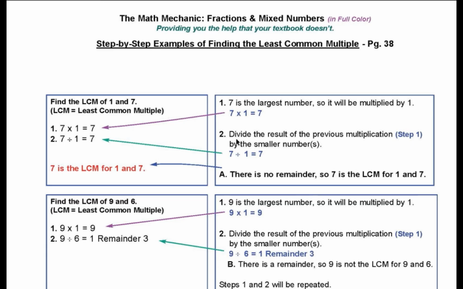So we will divide the result of the previous multiplication, which in this case is 7, by the smaller number, which in this case is 1. Seven divided by 1 equals 7.